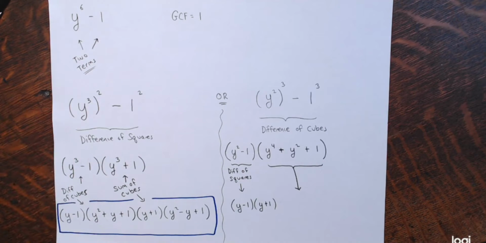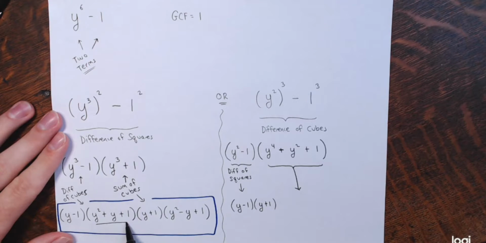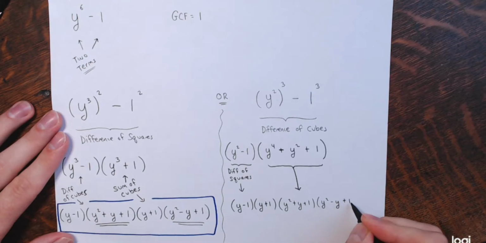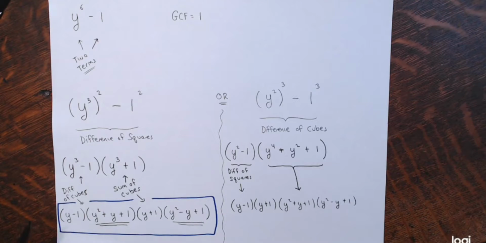Y to the 4th plus y squared plus 1 should factor to these 2 factors here. It should factor to y squared plus y plus 1 times y squared minus y plus 1. And you could test that out just to be sure.